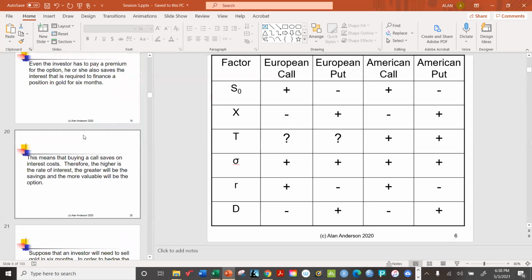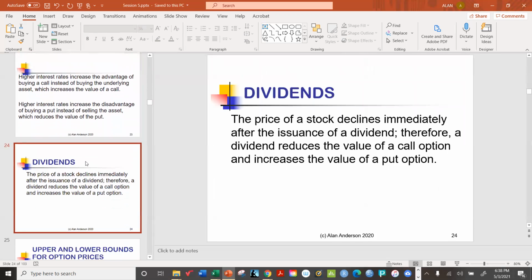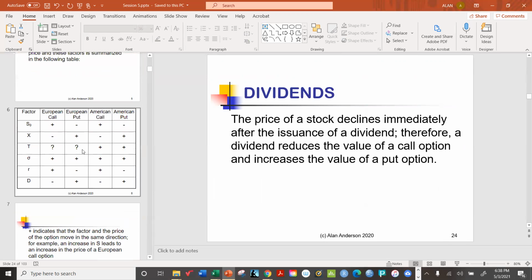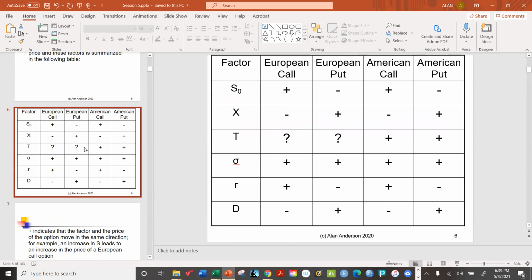And then finally, the dividend. As I said, the price of a stock immediately declines after the issuance of a dividend by the same amount. If we have a $2 dividend, that means that the stock price will go down by $2. Therefore, like we know already, anything that reduces the price of our asset will reduce the value of a call, but help the value of the put. Let's go back and double check our chart. This is true again for both American and European options.